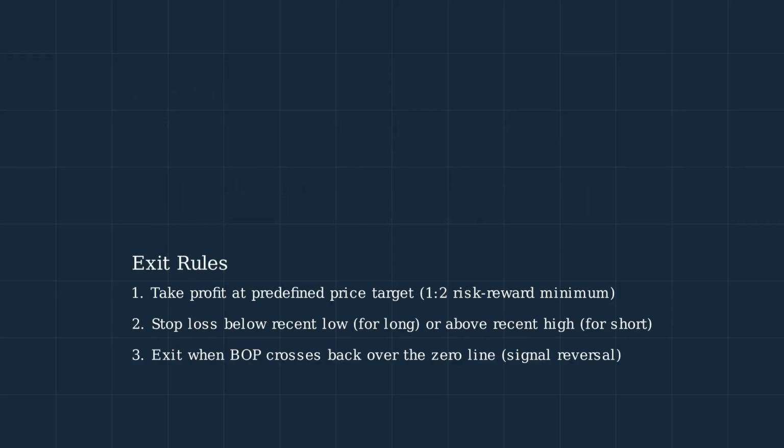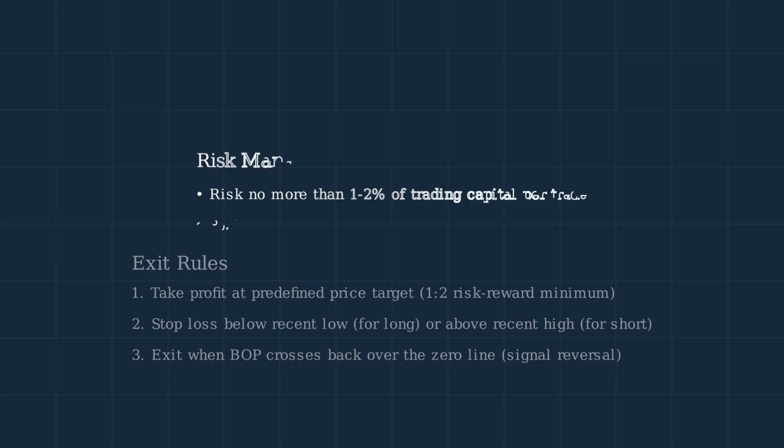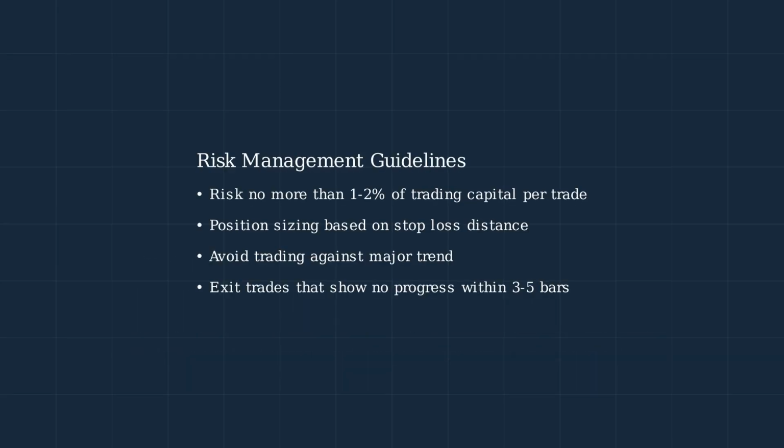Now, let's examine our exit rules for proper trade management. We'll take profit at predefined price targets with a minimum 1-to-2 risk-reward ratio and place stop losses below recent lows for long trades. Risk management is crucial for long-term trading success. Here are our guidelines. We'll risk no more than 1 to 2% of our trading capital per trade, with position sizing based on the stop-loss distance.